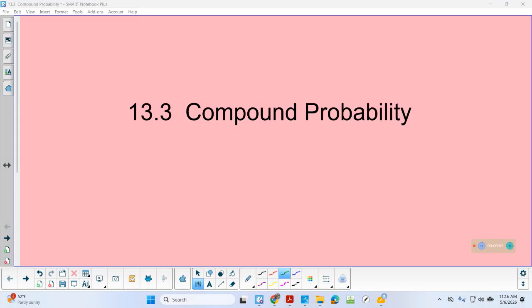Compound probability. Basically what we're doing today is calculating more than one probability. Thinking about our quiz yesterday, remember, we've covered two big concepts: the fundamental counting principle and probability. Fundamental counting principle is where you multiply the outcomes together. So if I want to make different outfits out of 5 tops, 4 pants, and 2 pairs of shoes, I multiply 5 times 4 times 2, and that gives you the outcome.